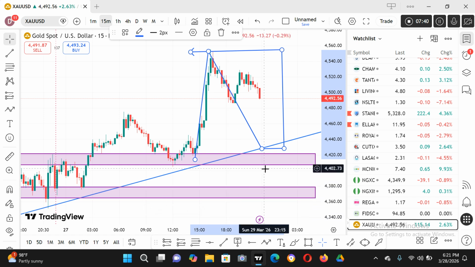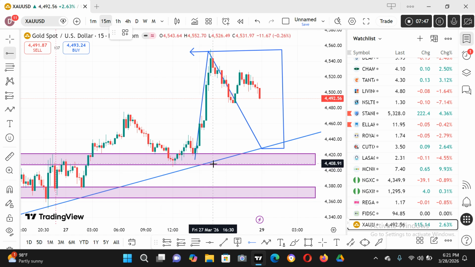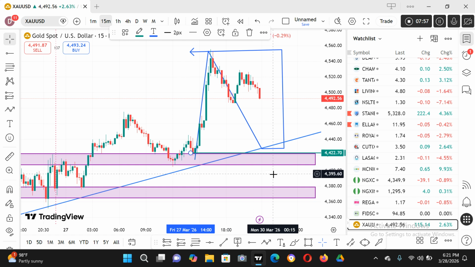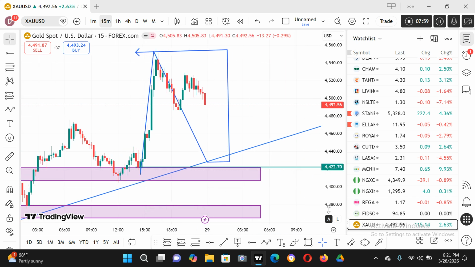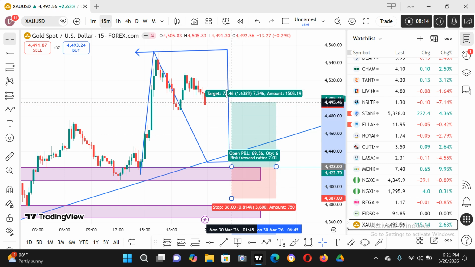If I'm placing a pending order, I will place it around this area, just at the body of the recent key level here. So my entry is going to be at 4,422.70 if we are placing a pending order here. For me, I would have loved to place my pending order here and target here.